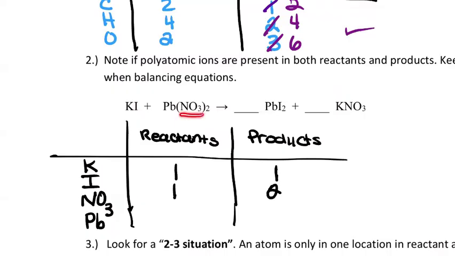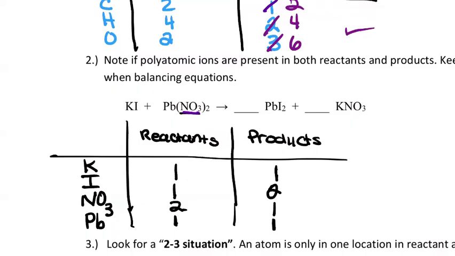I have two nitrates on the left and one nitrate on the right. And I have one lead and one lead. So right now, lead is balanced and potassium is balanced, but the other two are not. You can start with either one because notice they're all in the same number of locations. So I love to start with my polyatomic ions when they're just in both locations like this.